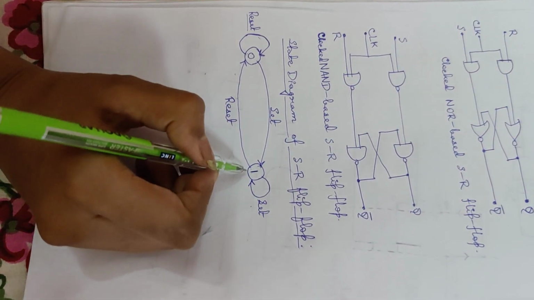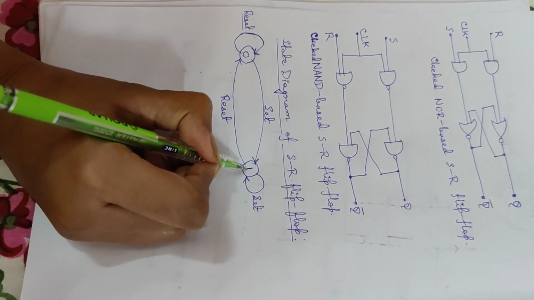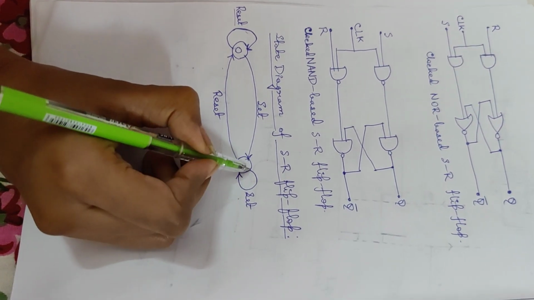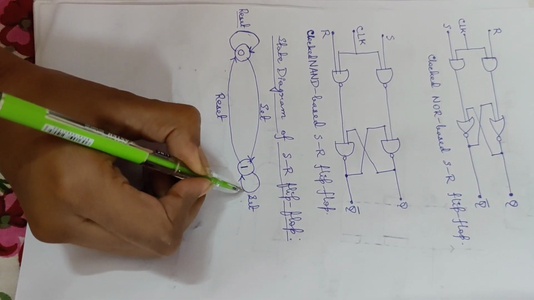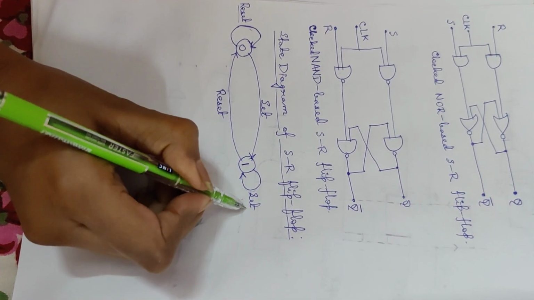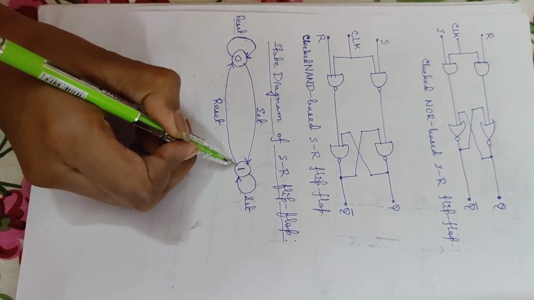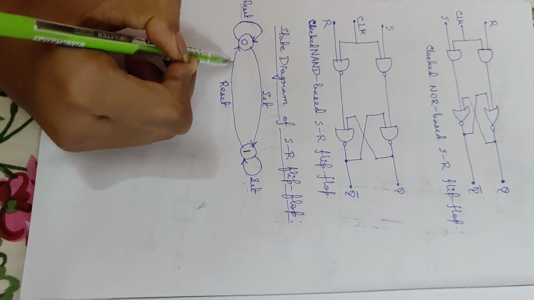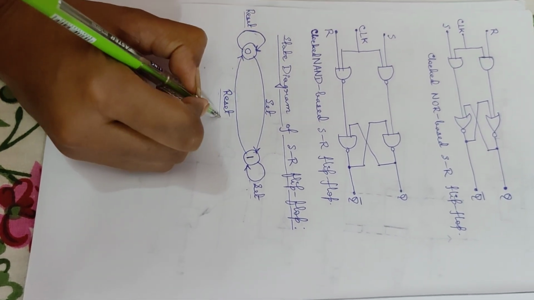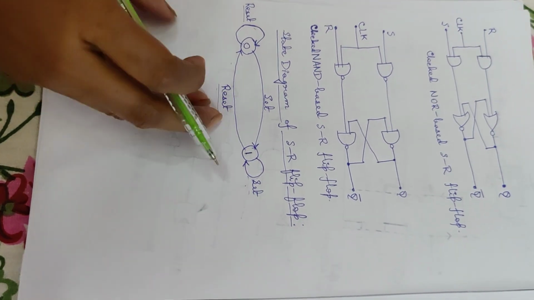Again, if the present state output of the flip-flop is 1, and the next state output is also 1, then we can draw the line like this, that means from 1 to 1, and output 1 means flip-flop is set. Again it is going from 1 to 0. That means again it is reset. So this is the state diagram of SR flip-flop.